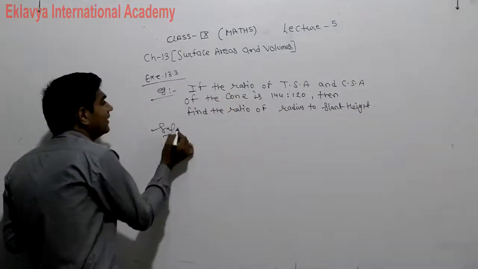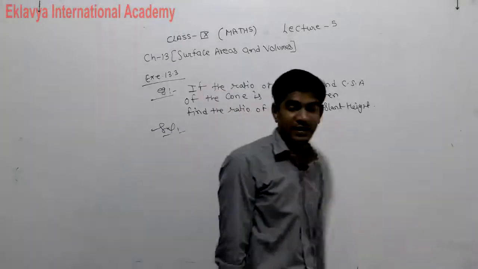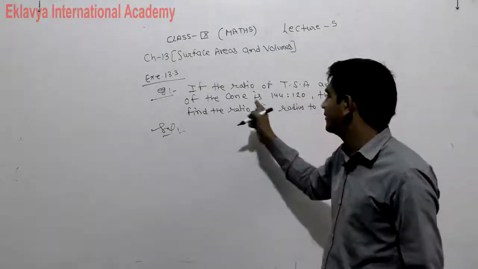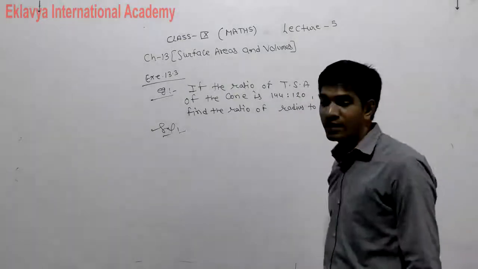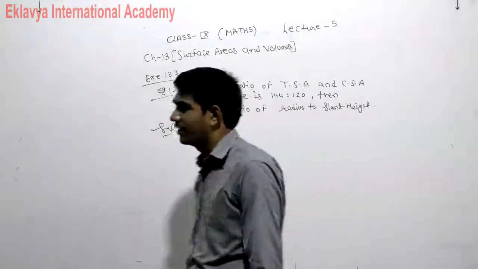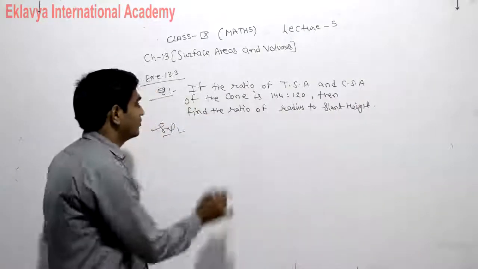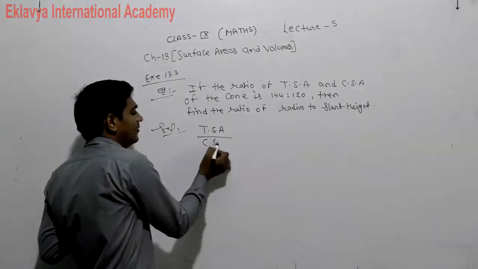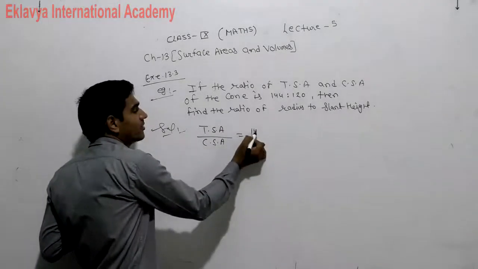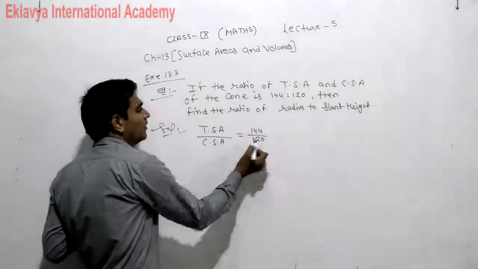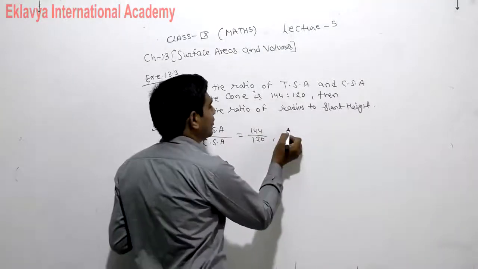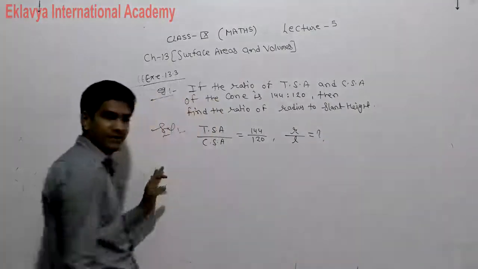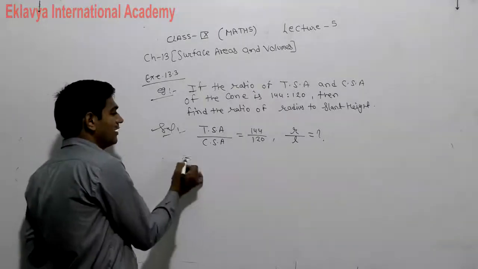So in that question, what is given to you? If the ratio of total surface area and curved surface area of the cone is 144 to 120, then find the ratio. So what is given, students? TSA divided by CSA of the cone is 144 to 120. Then you will calculate the ratio of radius to the slant height. So how will we calculate here?